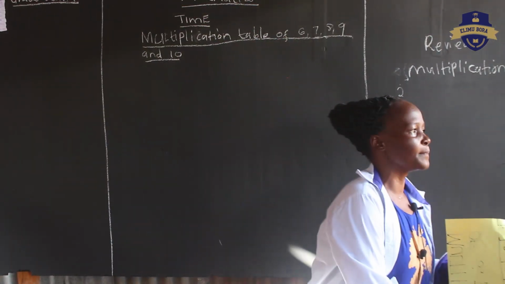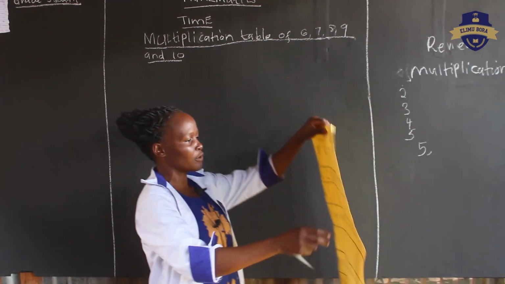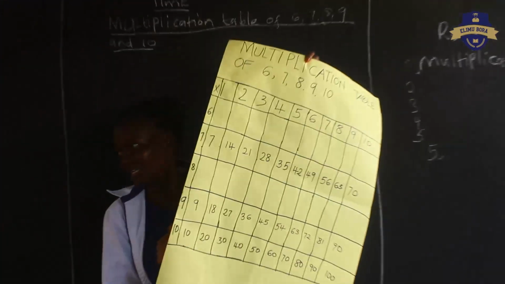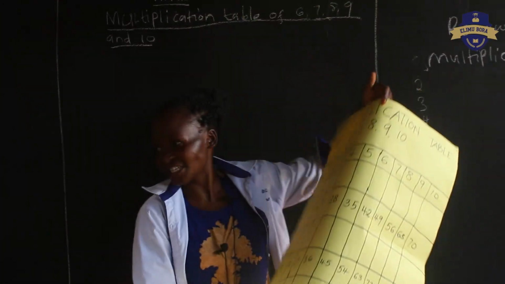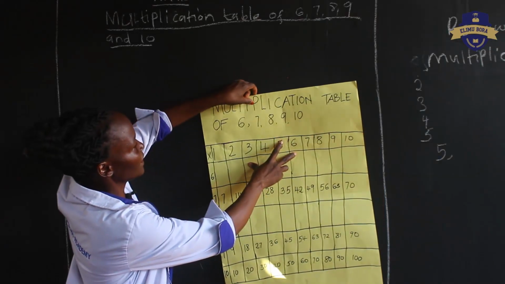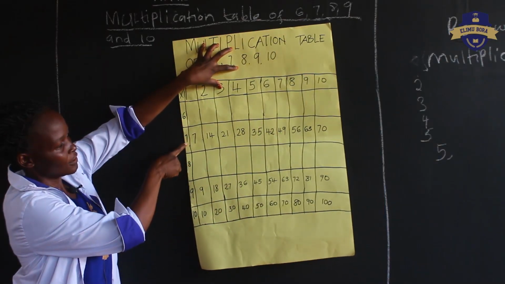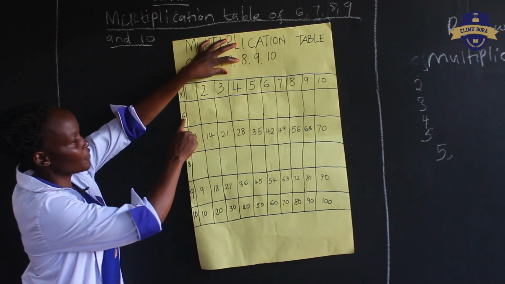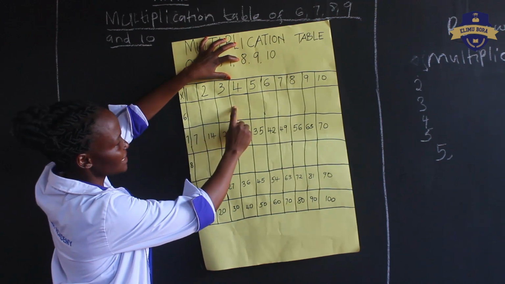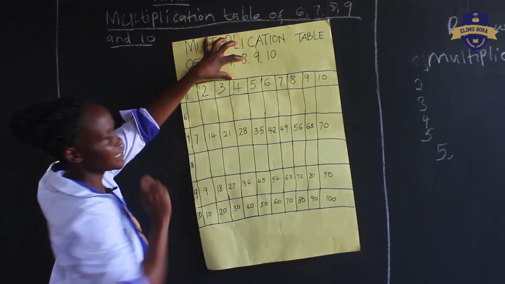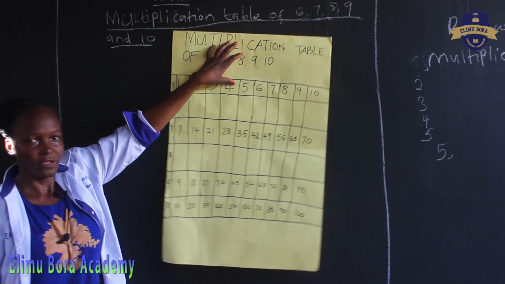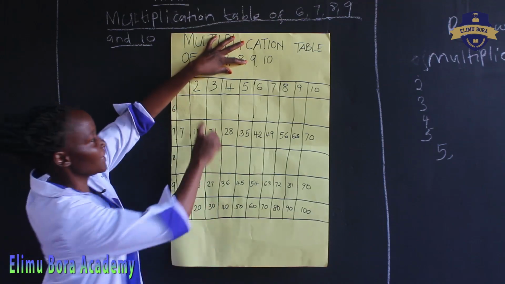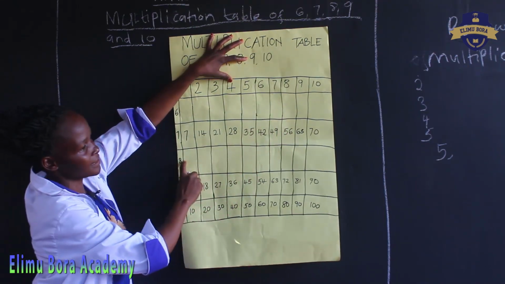We did it on Friday partly, but we want to fill in the multiplication tables of 6, 7, 8, 9 and 10. This is my chart. I have filled in multiplication tables of, which number is this one? 7. And this one? 9. And this one? 10. So we want to fill the multiplication tables of 6 and 7.